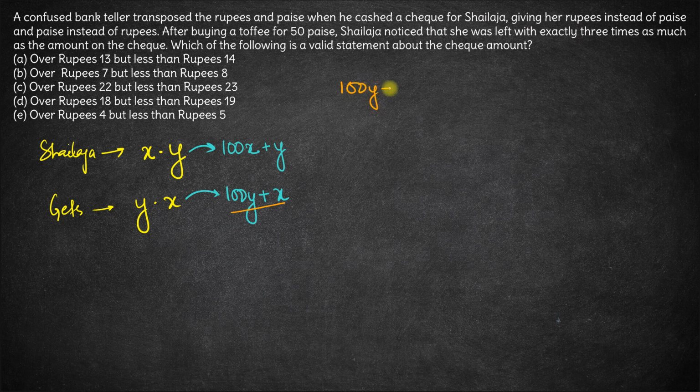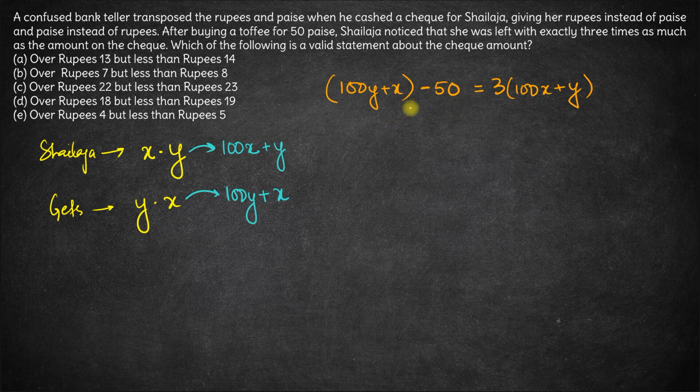So out of this amount which she actually gets, if she spends 50 paise, this is the amount she will be left with, and this amount is 3 times the amount on the check. So this was the amount on the check, 100x plus y. This is what Shailaja was meant to get, but she gets this. So the amount which she gets minus the 50 paise for the toffee is 3 times the amount which was written on the check, right?